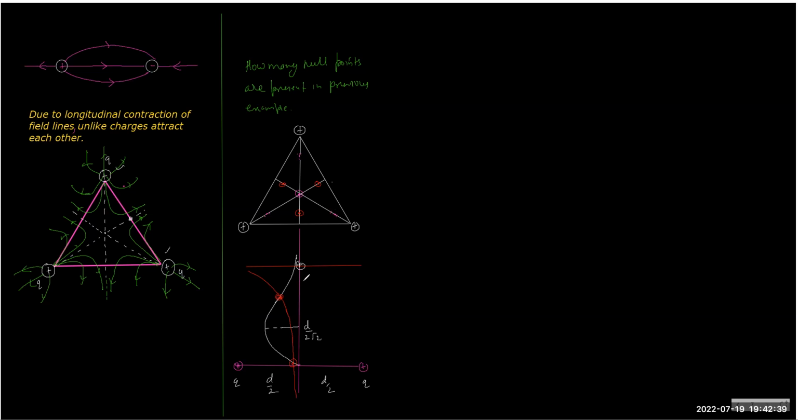So what I have shown here is 2 separate field curves, one due to the pair of charges, another due to the single charge. And the graphs will intersect at 2 points. It is found experimentally, and therefore there are 4 null points available in a triangle. Just remember this answer. So this was asked in some Olympiad examination.